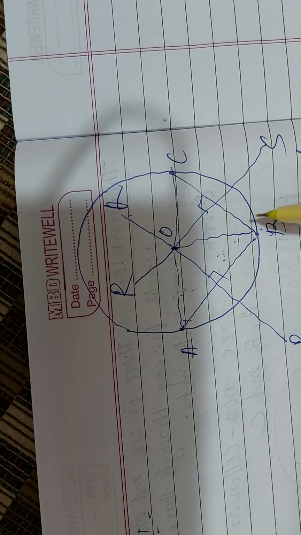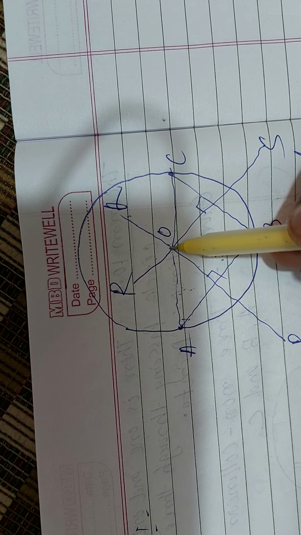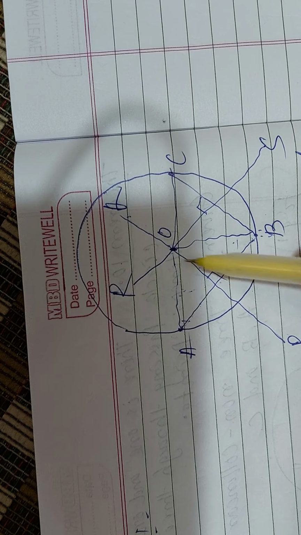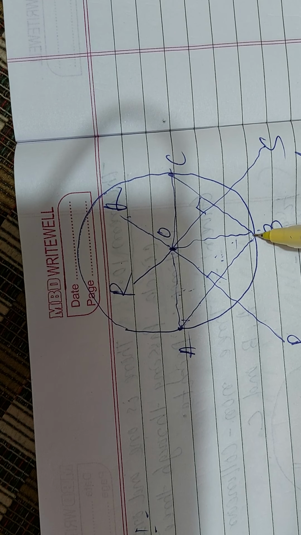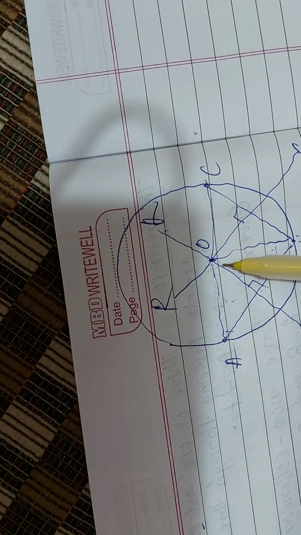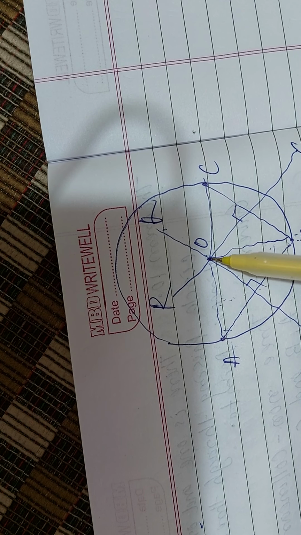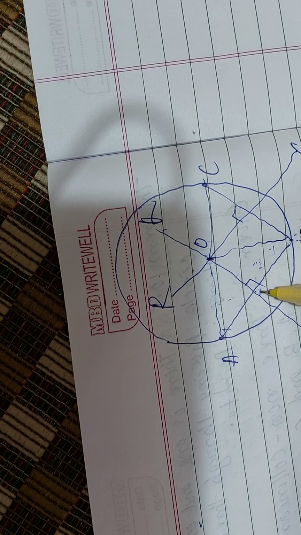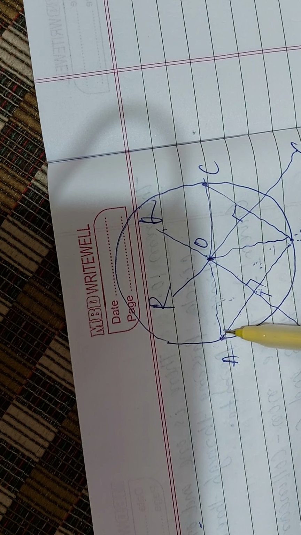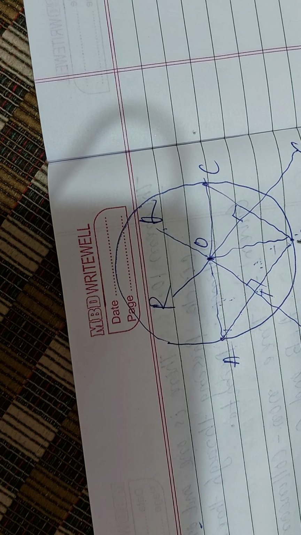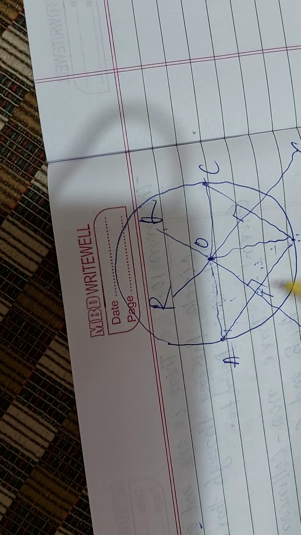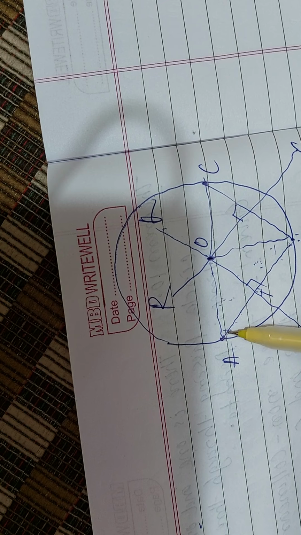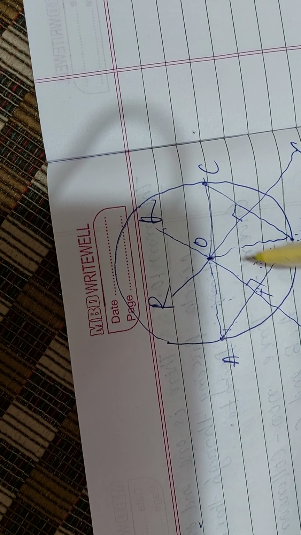Again I am repeating the same thing. As the point O lies on the perpendicular bisector of AB, clearly OA is equal to OB. Why is OA equal to OB? We just compare these two triangles. Suppose this is T. So in triangle OAT and triangle OBT, AT is equal to BT, as PQ is the perpendicular bisector of AB.